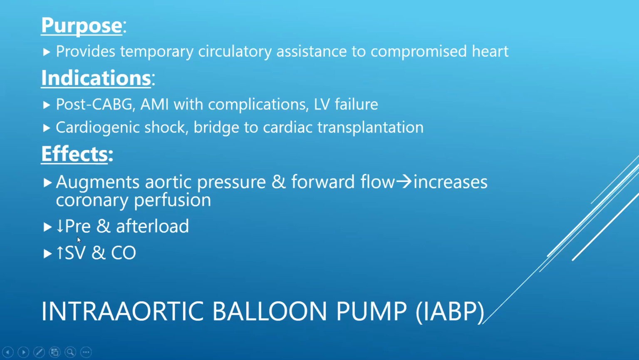So the effects of the intra-aortic balloon pump is going to augment the aortic pressure and forward push flow, increasing the coronary perfusion. Not only does that heart need to pump blood to the rest of the body or to the lungs to pick up oxygen, but the coronary perfusion is important as well. The heart needs blood to function. The effects of the intra-aortic balloon pump is going to decrease the preload and the afterload, increasing systemic stroke volume and cardiac output. Videos to come.